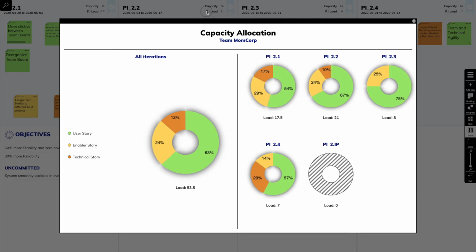Of course, it would be interesting to know what the overall situation looks like for this PI and team. Nothing easier than that. If we click on the pie chart icon, we get the complete overview.